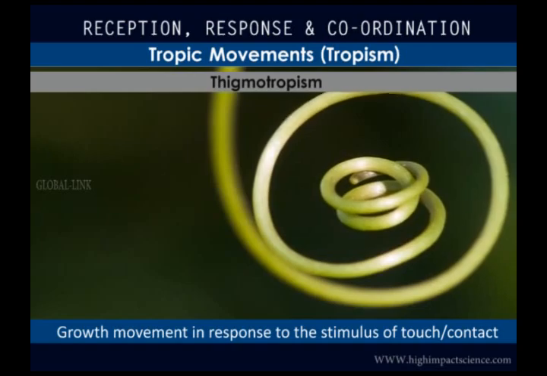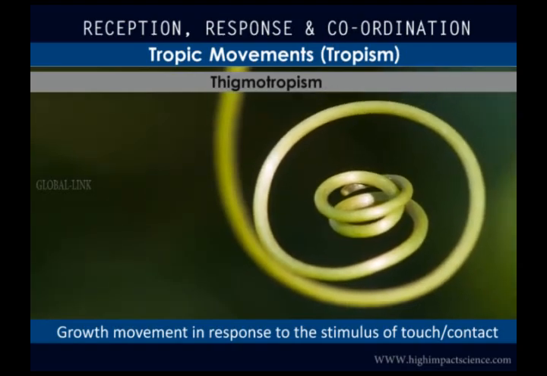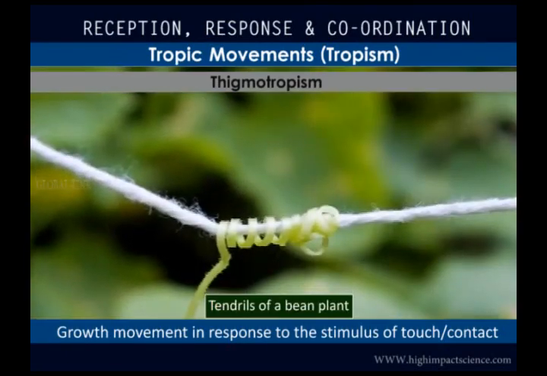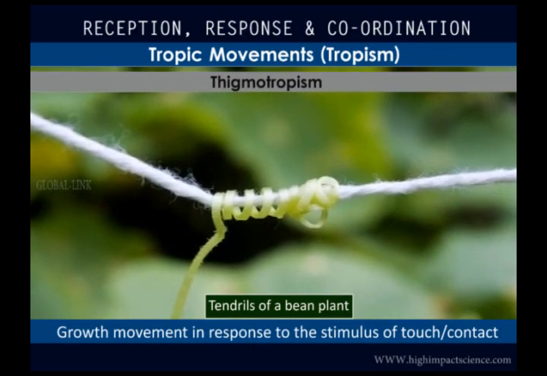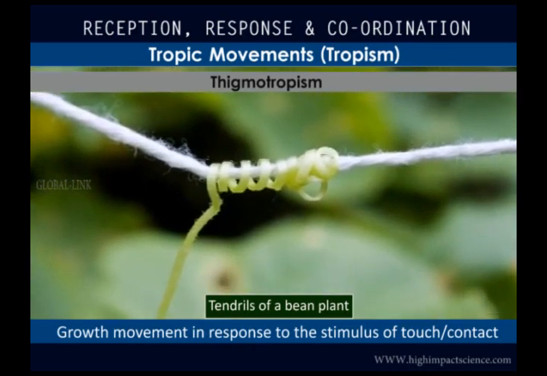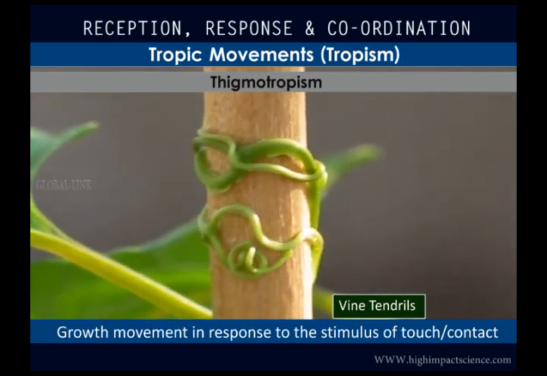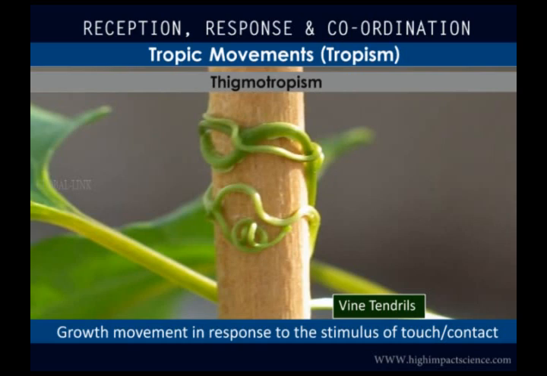This succulent stem is called a tendril. Tendrils grow in the direction of a solid object that they come in contact with. Plants' growth movement in the direction of a solid object that touches it is called thigmotropism.